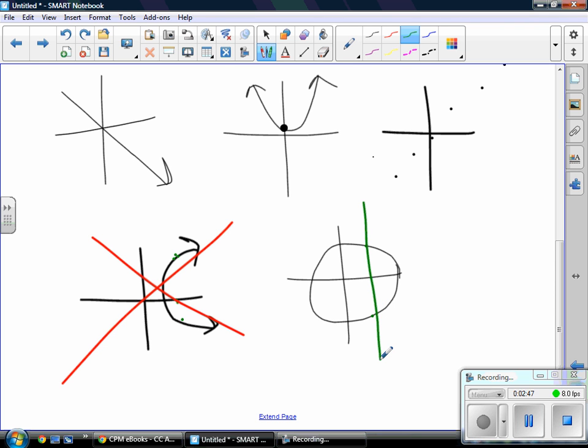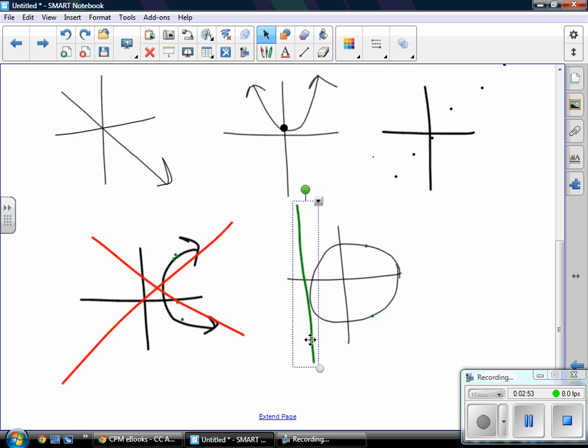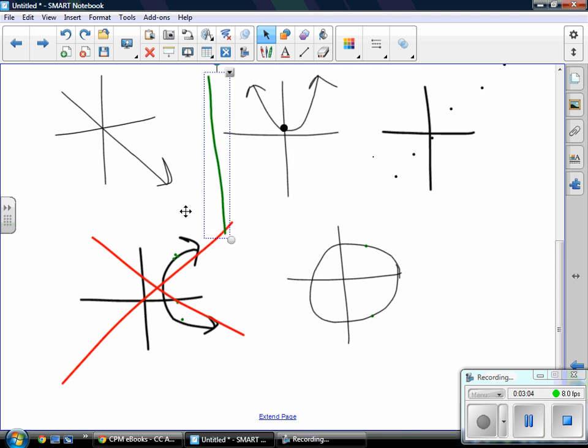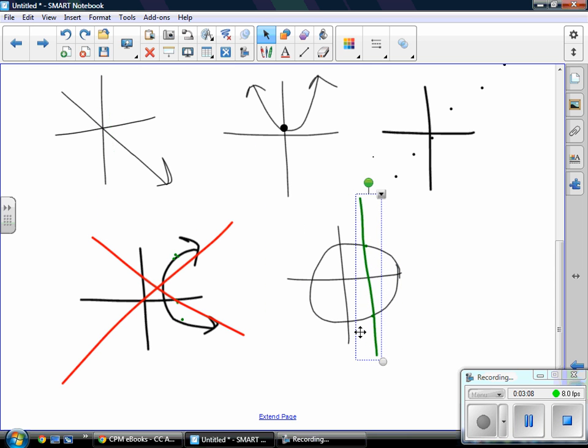There's also something called the vertical line test. If you can pass a vertical line through it, and it touches twice, twice, twice, twice, that is not a function. If I go to my parabola, it's only touching once everywhere. Same thing on my line, once everywhere. So that's called the vertical line test, if you hear that.